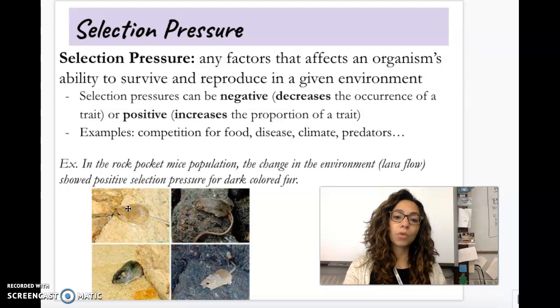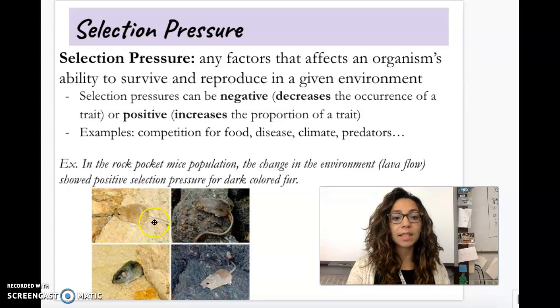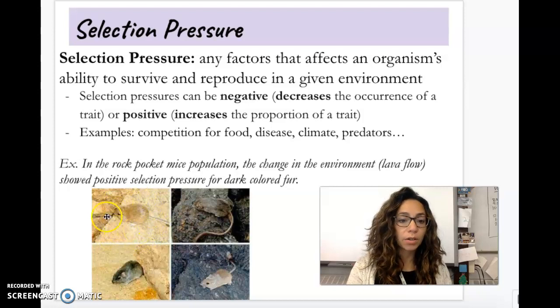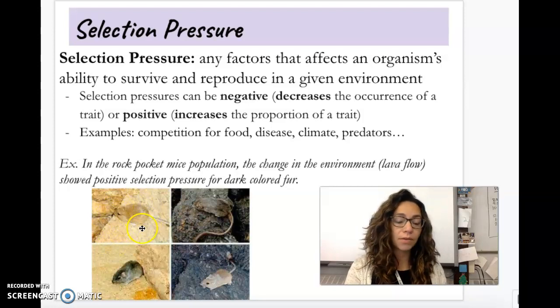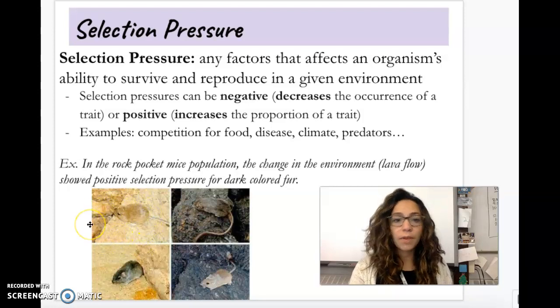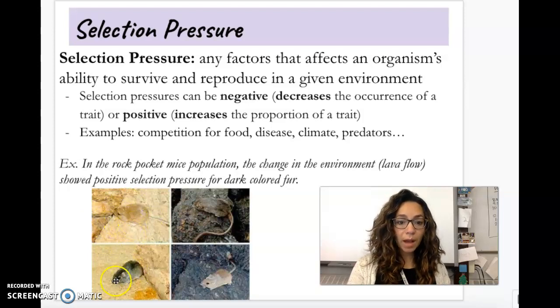They normally live in a desert, so you would think that the tan phenotype is the one that is reproducing more frequently because they're better able to camouflage, blend in, and hide from predators. This is a prey species. There's lots of owls and hawks and foxes and snakes that want to eat these guys. The black ones are very easy to see against the tan background.